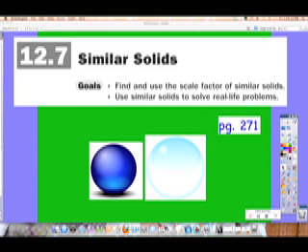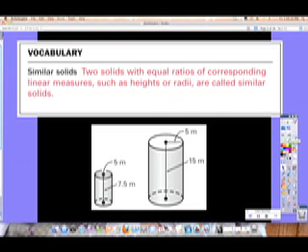Similar solids have equal ratios. So when you compare sides to sides, radius to sides, they have to be equal ratios. That's it. That's all I want you to remember. This picture turns out it comes up later on in the notes. We're not going to worry about it right now. Let's just talk about ratios.